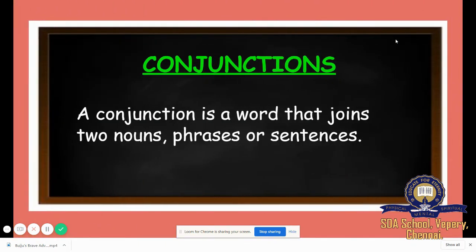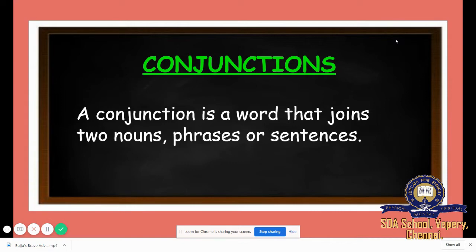First we will learn what is a conjunction. A conjunction is a word that joins two nouns, phrases, or sentences. So, what is a conjunction? A conjunction is a word that joins two nouns, phrases, or sentences.